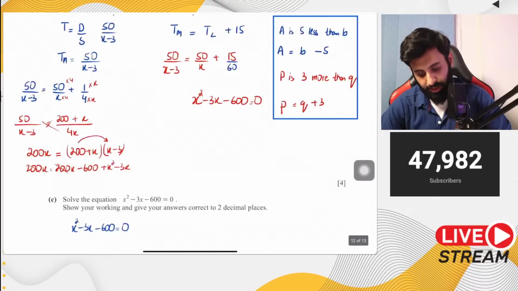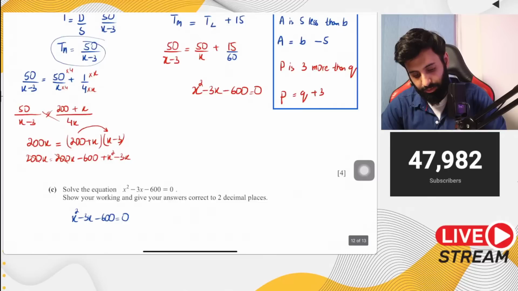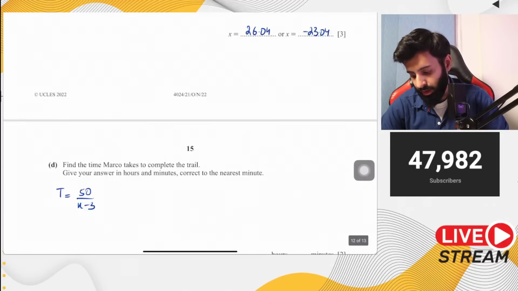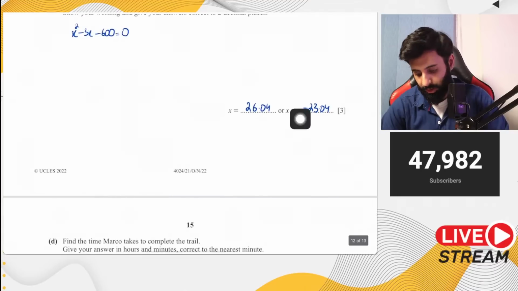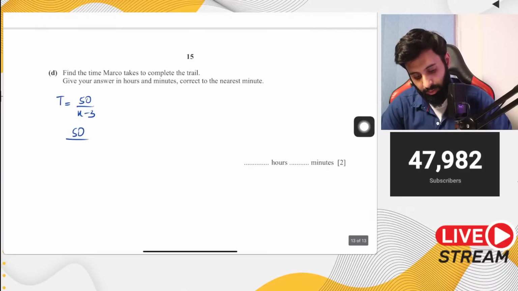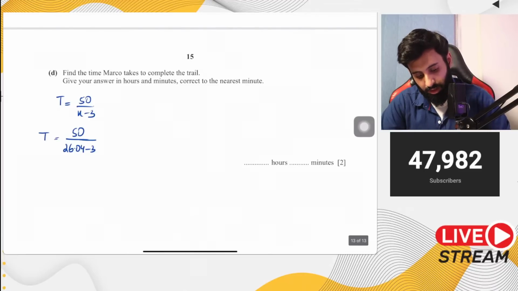Okay. So the time that Marco takes is over here, 50 over x minus 3. Now what value of x are we going to go with? We're going to go with the positive value. Okay, so we're going to go with 26.04. So 50 over 26.04 minus 3 is the time that he takes. Okay, so let's work this out. 50 over 26.04 minus 3. So we get time is equals to 2.17 hours.